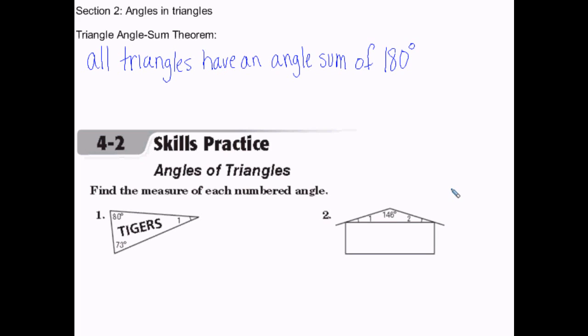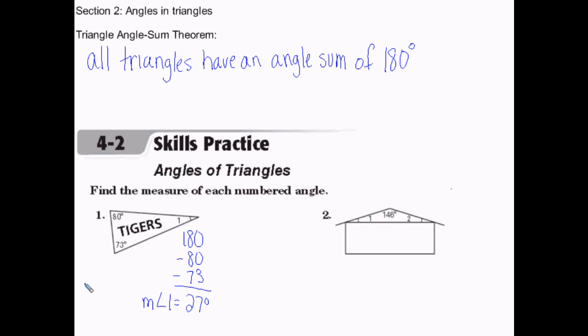Well, we can subtract these two from 180 to find the missing angle. So you're going to do 180 minus 80 and minus 73. Well, 180 minus 80 is 100. And then 100 minus 70 is 30. And 30 minus 3 is 27 degrees. So the measure of angle 1, that's this angle right here, would be 27 degrees.